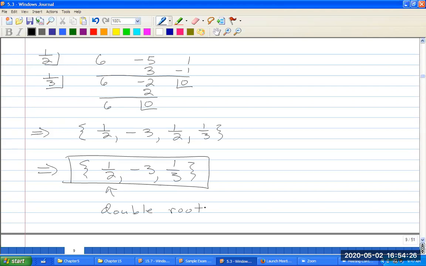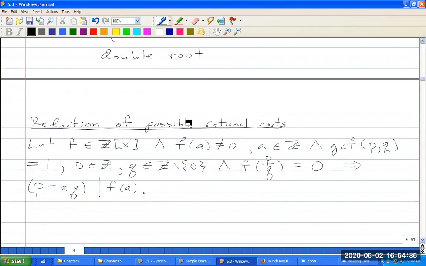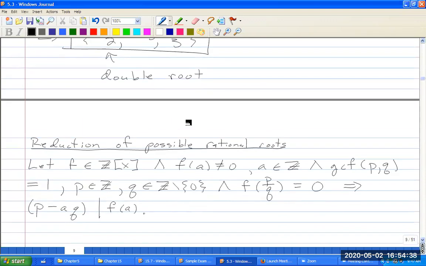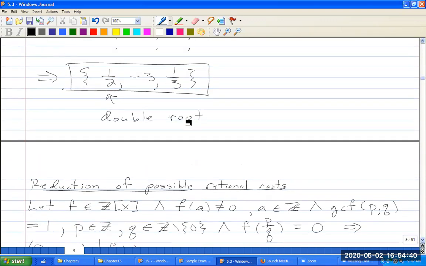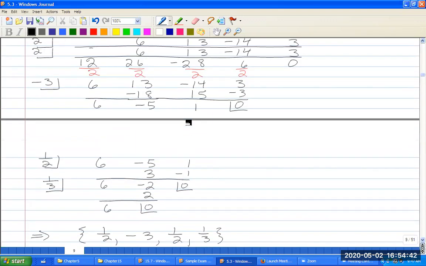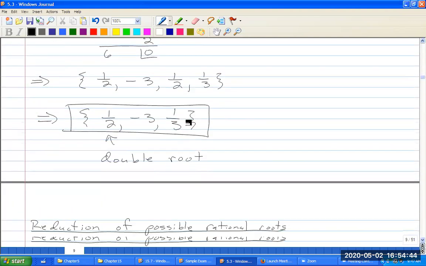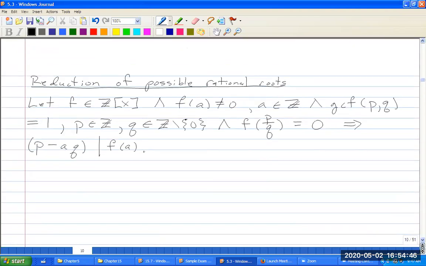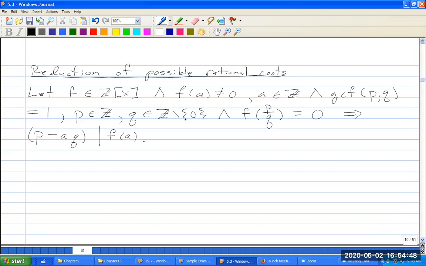So, or you could have listed the half twice. Either way is correct. Okay, so reduction of possible rational roots. So what I've done is I've sort of guessed, and each of my guesses I was very lucky to, when I guessed, I actually picked a root.